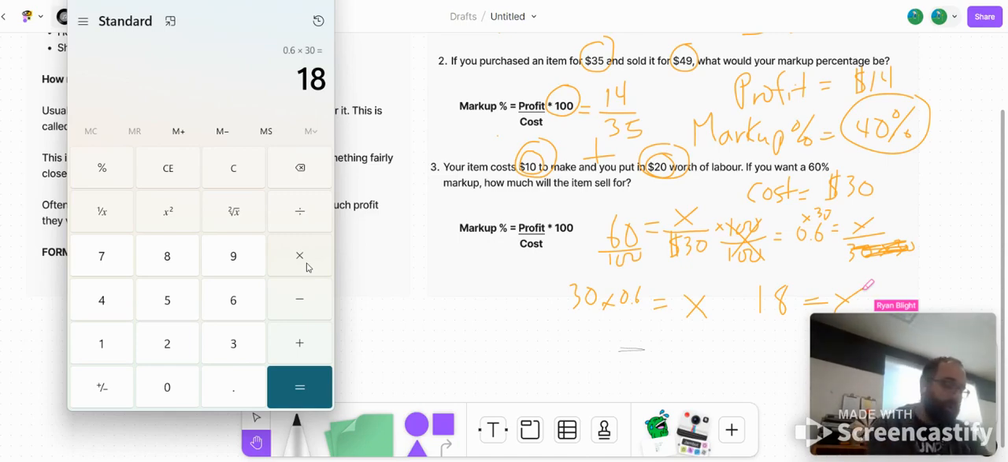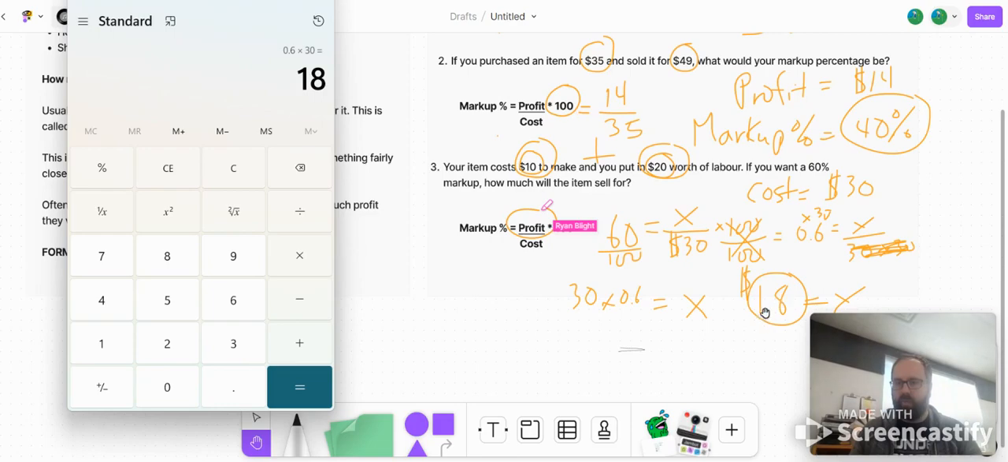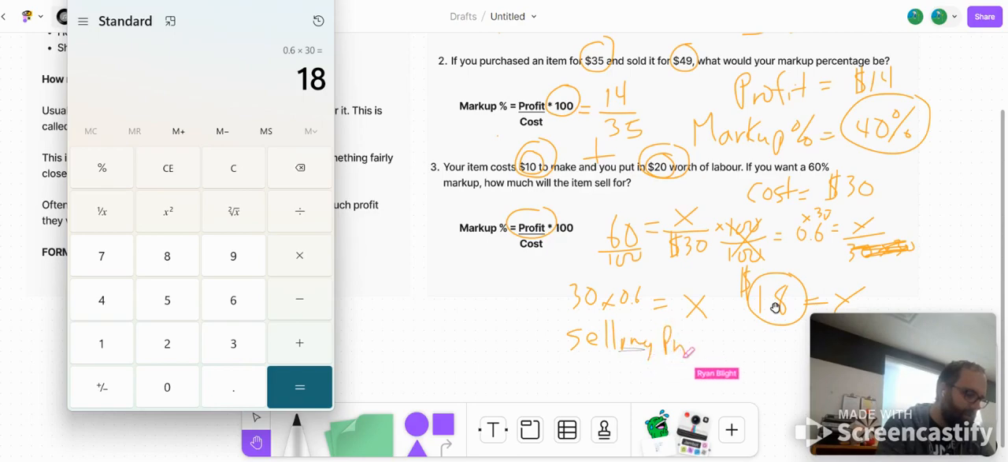That is what we solved for, was profit. Okay, right? Profit was what we solved for. That was what x was. So if we know that the cost was $30 and our profit was 18, then the final selling price was $30 plus 18 equals 48. And that is your final answer.